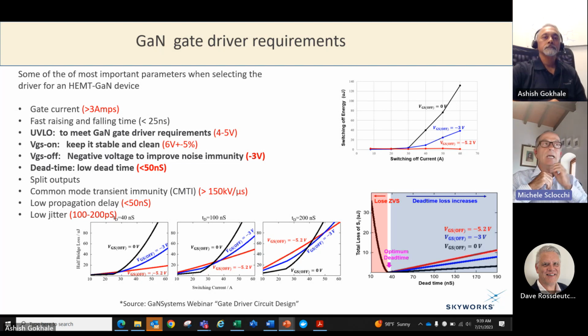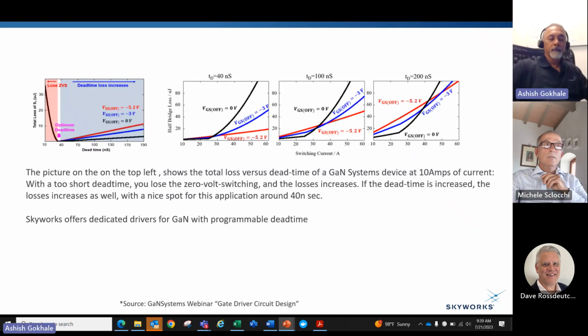Why is that time particularly important in a GaN switching application? Yeah, that's a really good question. Dead time is important because that's one of the key things to optimize in the system to maximize efficiency of the system. Too short a dead time or too long a dead time doesn't work.